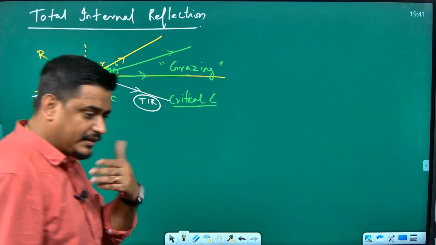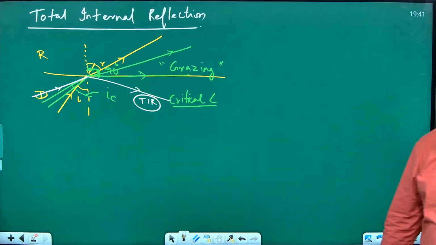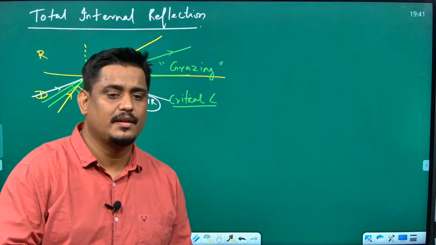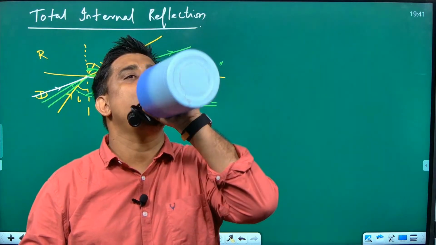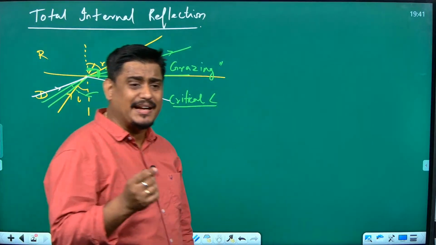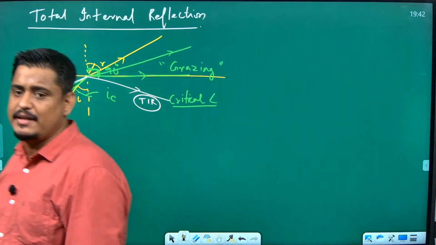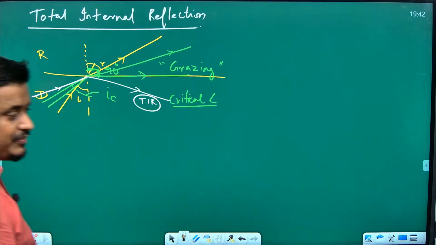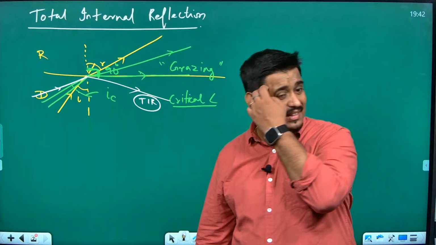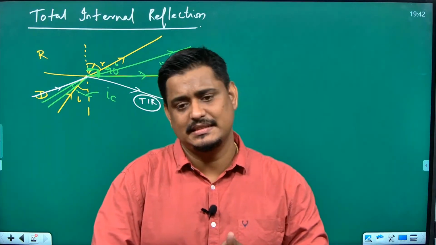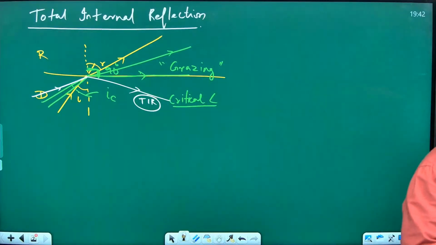Write the definition. It is the phenomena in which light reflects back in the same medium whenever angle of incidence is greater than the critical angle.